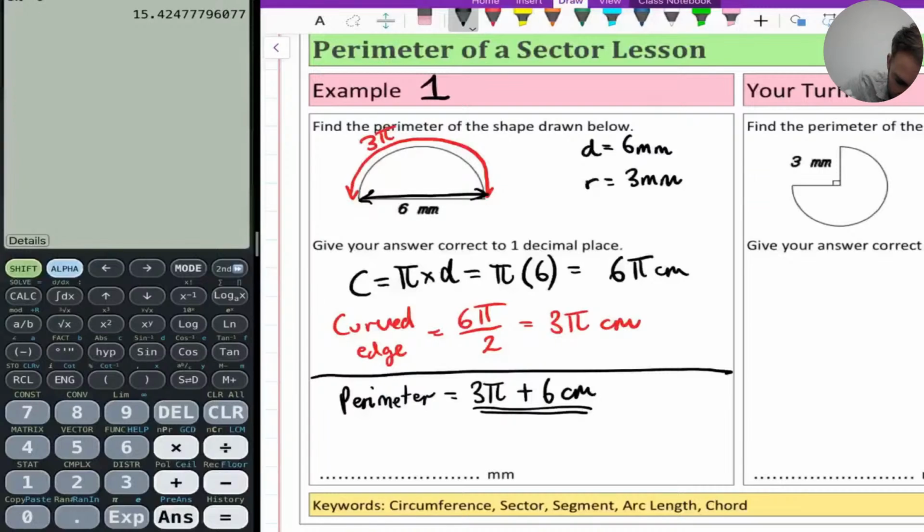Which gives us the answer here as 15.424. So I'm going to round that to one decimal place as 15.4 millimeters.